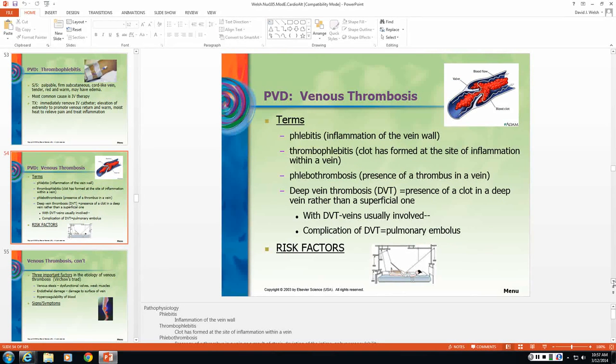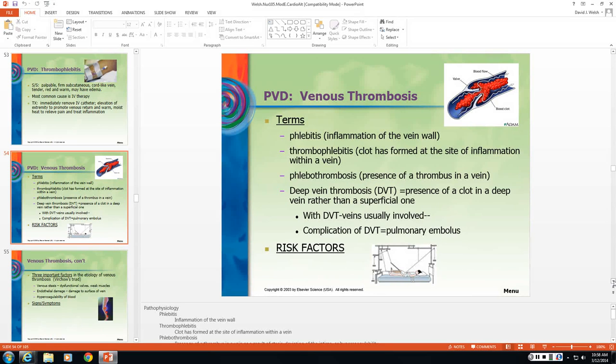Let's look at venous thrombosis. Some terms you're going to need to know. Phlebitis is basically inflammation of the vein wall. Thrombophlebitis is a clot formed at the site of the inflammation within the vein. Phlebothrombosis is basically presence of a thrombus in a vein. Deep vein thrombosis is presence of a clot in a deep vein rather than a superficial one.